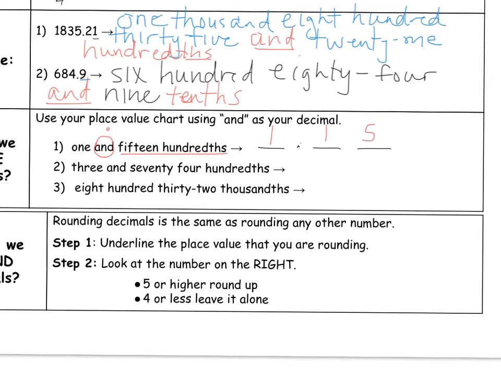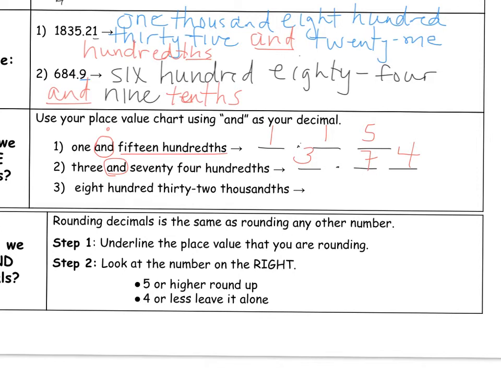Okay? The next one reads 3 and 74 hundredths. So "and" is my decimal point. So we know we have a whole number 3. The decimal point is the "and." 74 hundredths. Okay? So after the decimal point, we have tenths and then hundredths. So that means I have 2 decimal place values. So we would write 3 and decimal 74 hundredths.